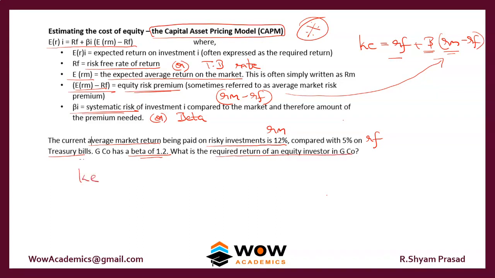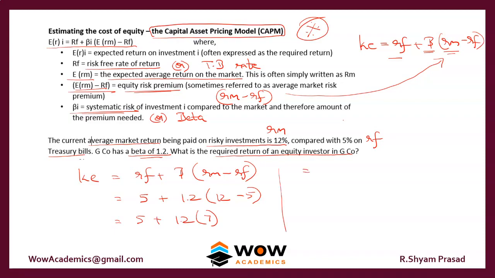So our job is KE equals RF plus beta into RM minus RF. RF is 5. If you take it as 5%, then the answer will be in percent. If you take it as a whole number, it means it is already referred to in percent itself. So we'll take it as 5 itself. Beta is 1.2, into 12 minus 5. So the answer comes to 1.2 into 7. We'll solve it here: 5 plus 8.4. So that comes to 13.4.